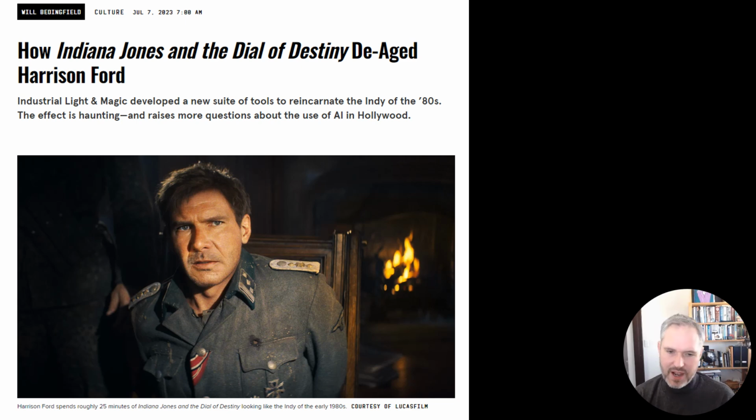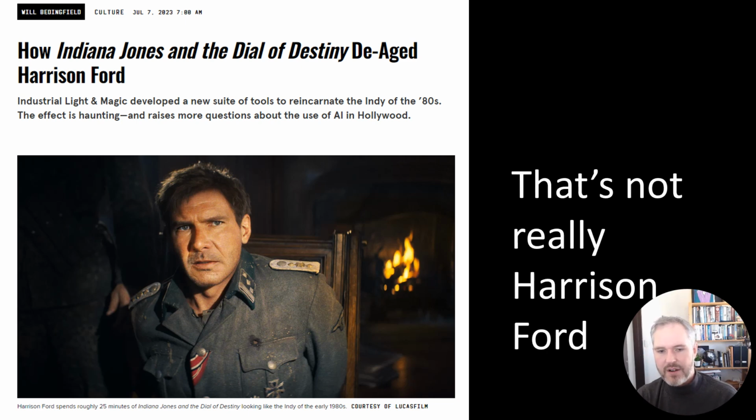Anyway, I'm a big fan of Indiana Jones. Who wouldn't be? And as you know, the actor who plays Indiana Jones, Harrison Ford, was recently in a new movie called Indiana Jones and the Dial of Destiny, came out last year. Good film, I enjoyed it. Now, Harrison Ford is in his 80s. He's pretty old, but he's looking fantastic there, don't you think? But that's not really Harrison Ford.